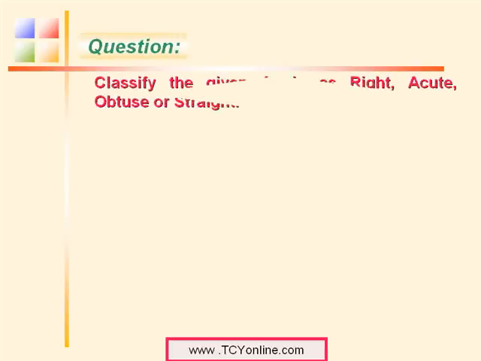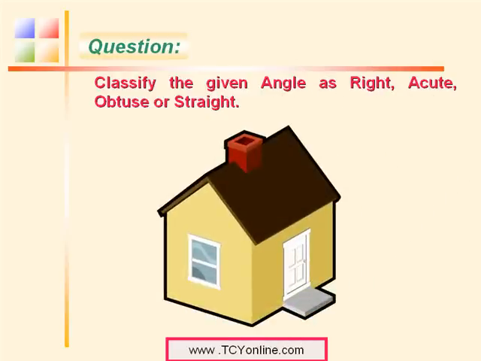Now similarly, let's look at this question. Again, we need to classify the given angle as right, acute, obtuse or straight. Now this is a picture of a house, and we need to tell which type of angle this is. We can see that these two sides are standing on each other, so it appears to make a 90-degree angle. And we are also aware that right angle has a measure equal to 90 degrees. So that means this is simply a right angle.